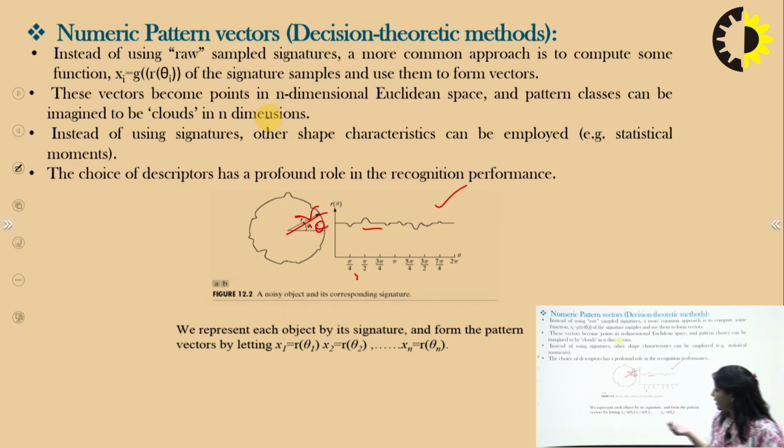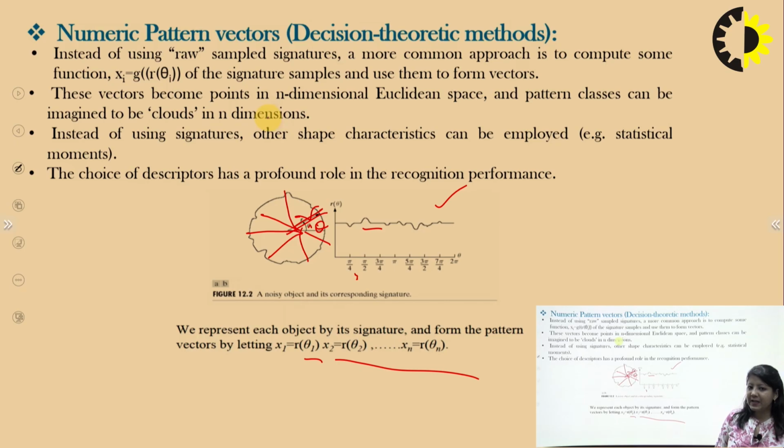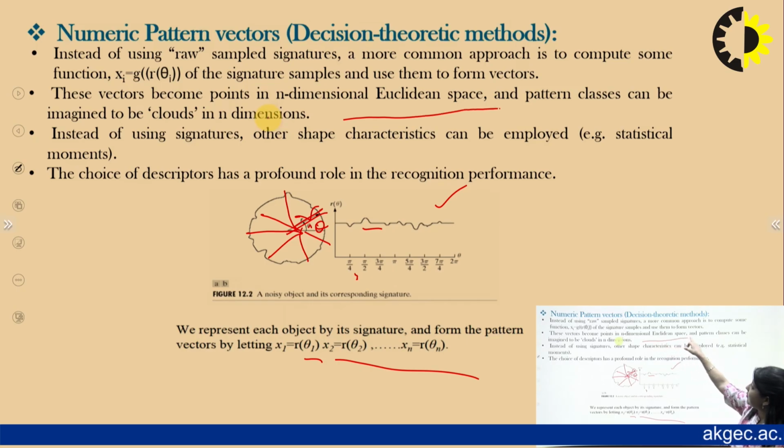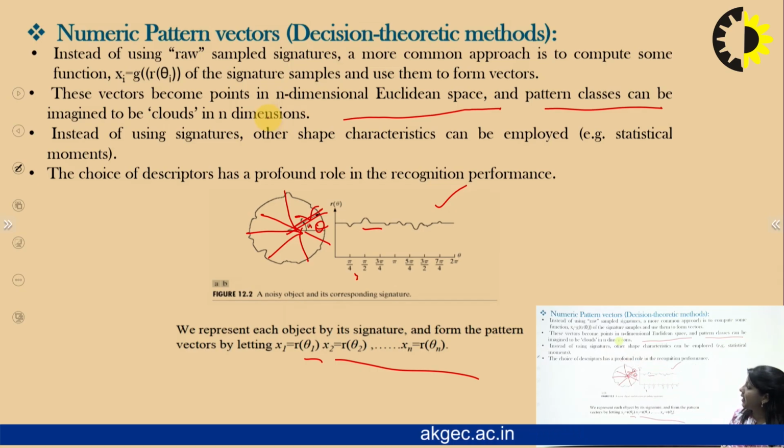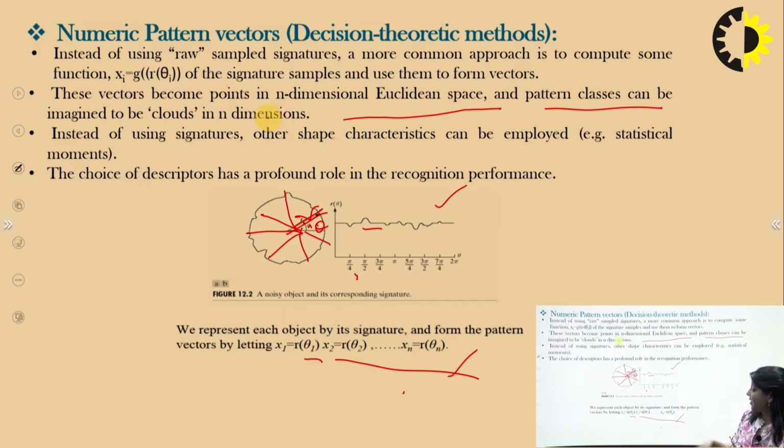We can have a vector in the form x1 equals r theta 1, then r theta 2, r theta 3, r theta 4, 5, 6, 7. So we will get different vectors. This is another technique. These vectors become points in n-dimensional Euclidean space, and pattern classes can be imagined to be clouds in n dimensions. At different angles theta we have different points, so we can find this pattern and match any image with this pattern.